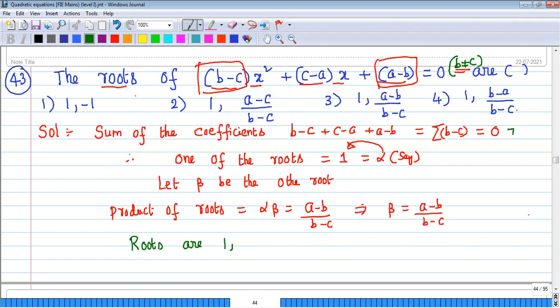So very simple to remember now. You leave all these steps; all these steps we need to do in our mind. So directly we can write: if the sum of the coefficients you observe is 0, one root is 1, and the other root will be the product of the roots in a quadratic equation. So that means a minus b by b minus c. So the second option is the right option.